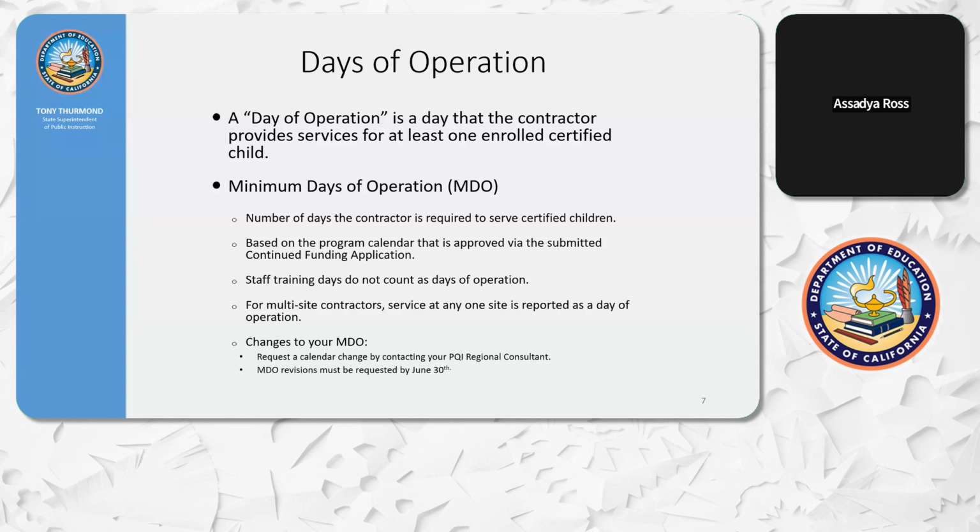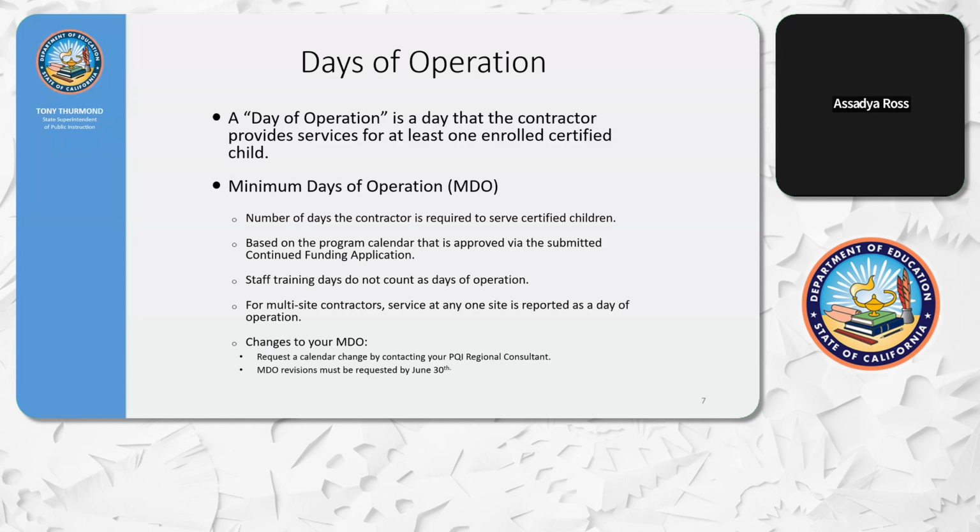So now we're going to go into terminology. We've already covered this, but we're going to go over it again as we're in this section and show you how this information is reported on the report form as well. So a day of operation is going to be a day that the contractor is open to provide services for at least one enrolled certified child.